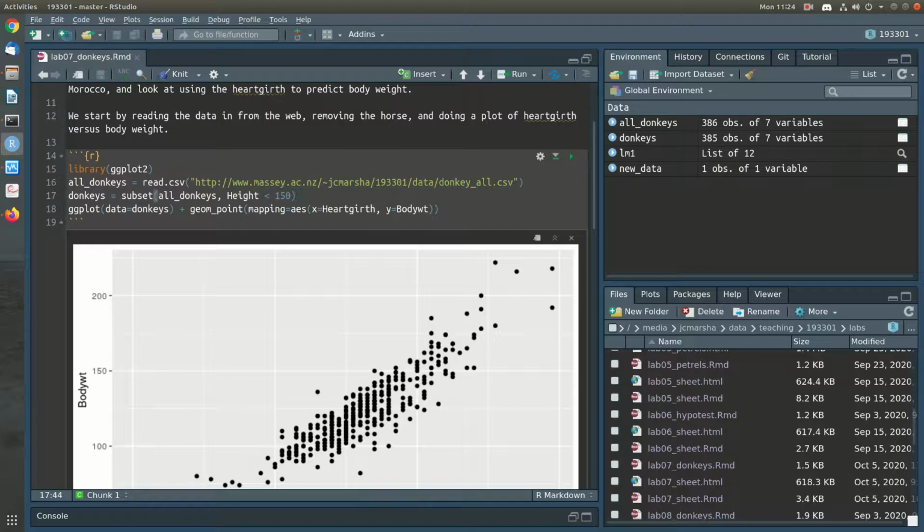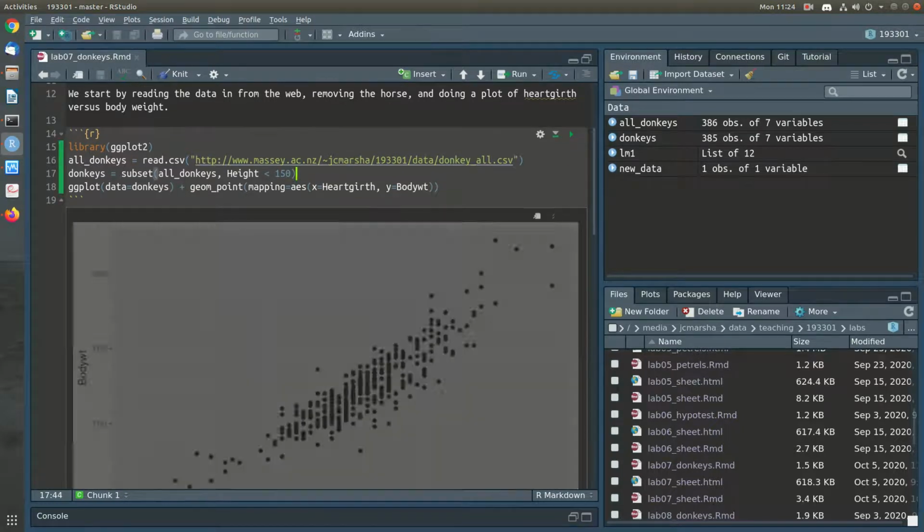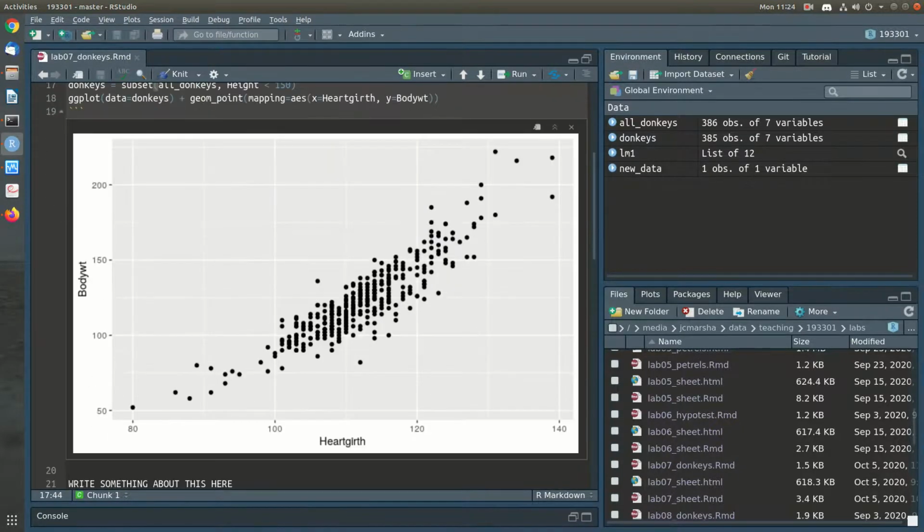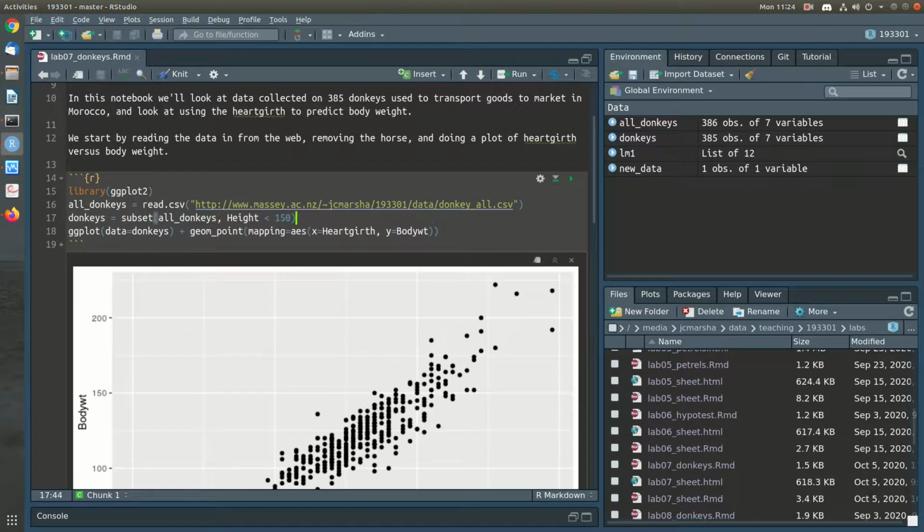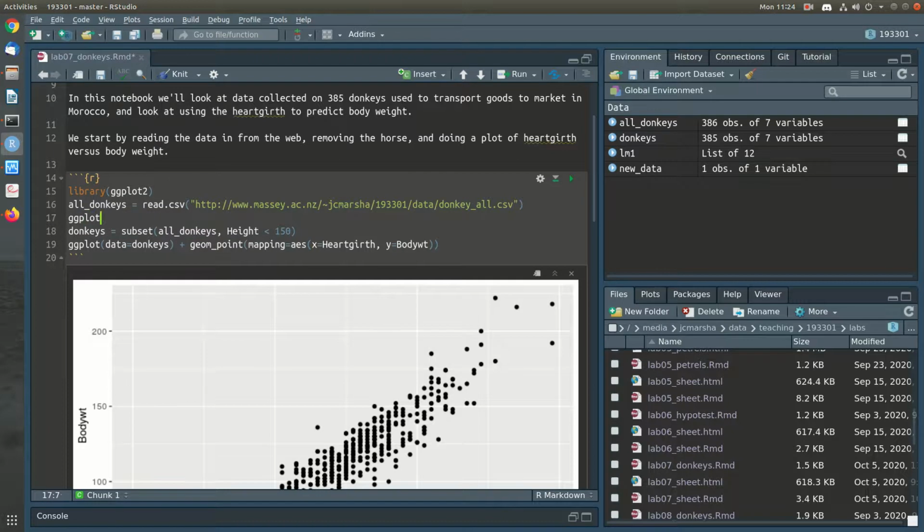So I'm going to run this code in this first block to produce this first plot here, which is a plot of heart girth versus body weight. And just to describe a little bit of what's going on here, you'll notice that I'm using a subset command here to filter out the donkeys that have height less than 150, and that's because there was an outlier in this data that I don't think you've seen.